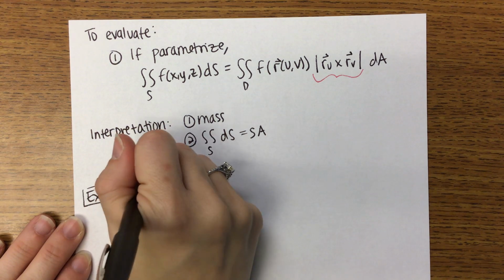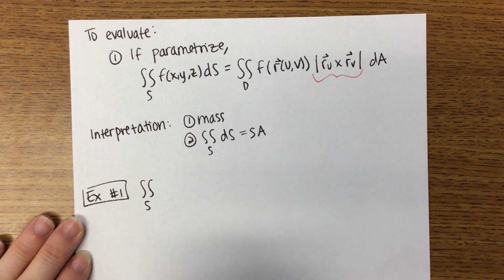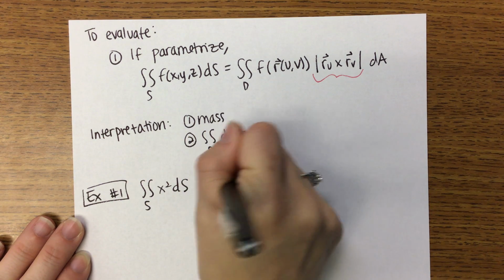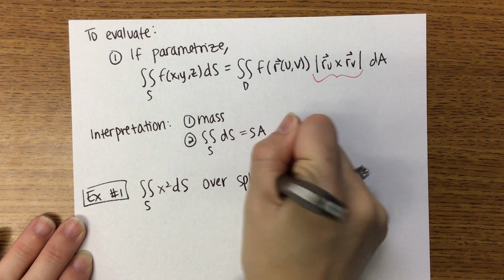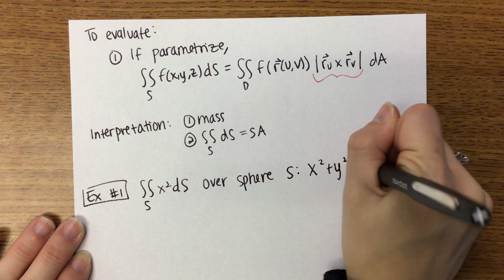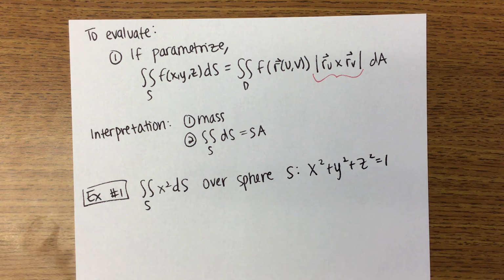So here's our first example. We're going to do the surface integral of x squared dS over the sphere S that is defined by x squared plus y squared plus z squared equals 1. First thing that we're going to have to do is parameterize this. Any ideas for parameterizing?